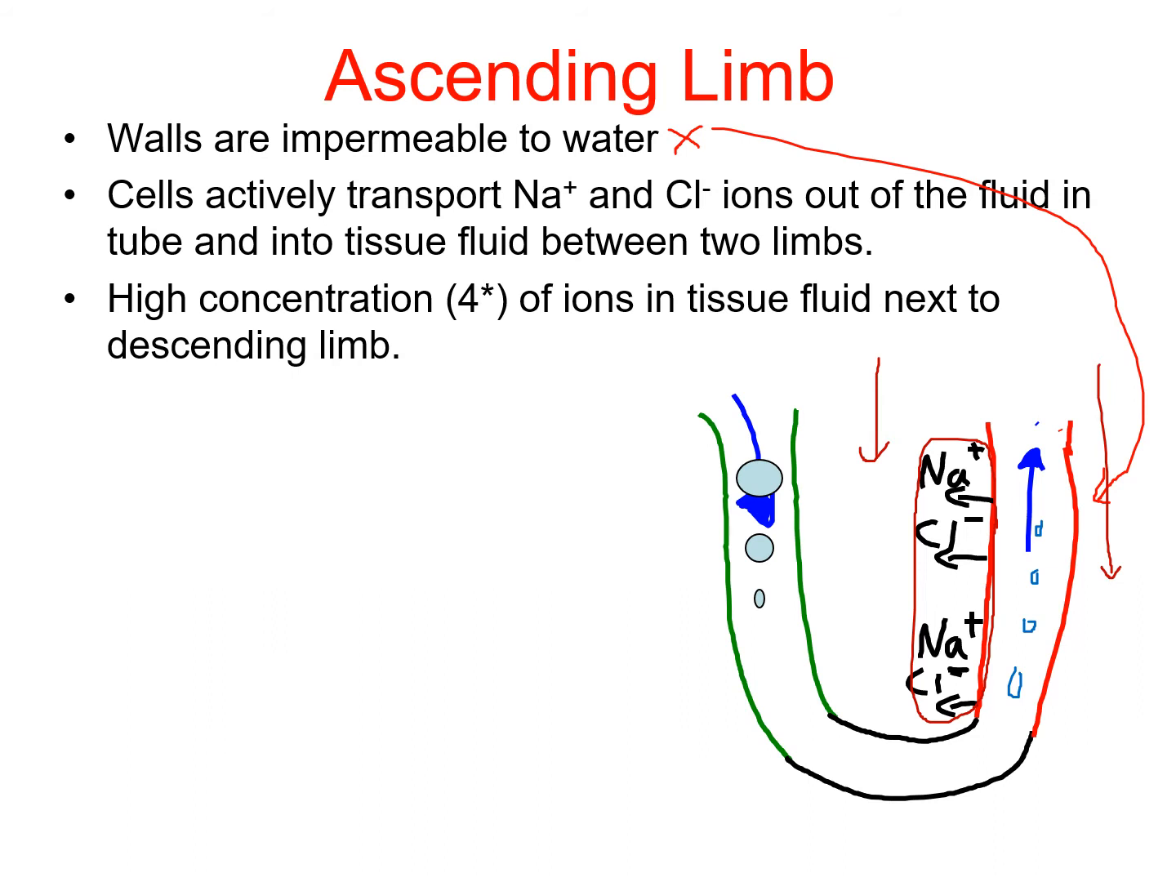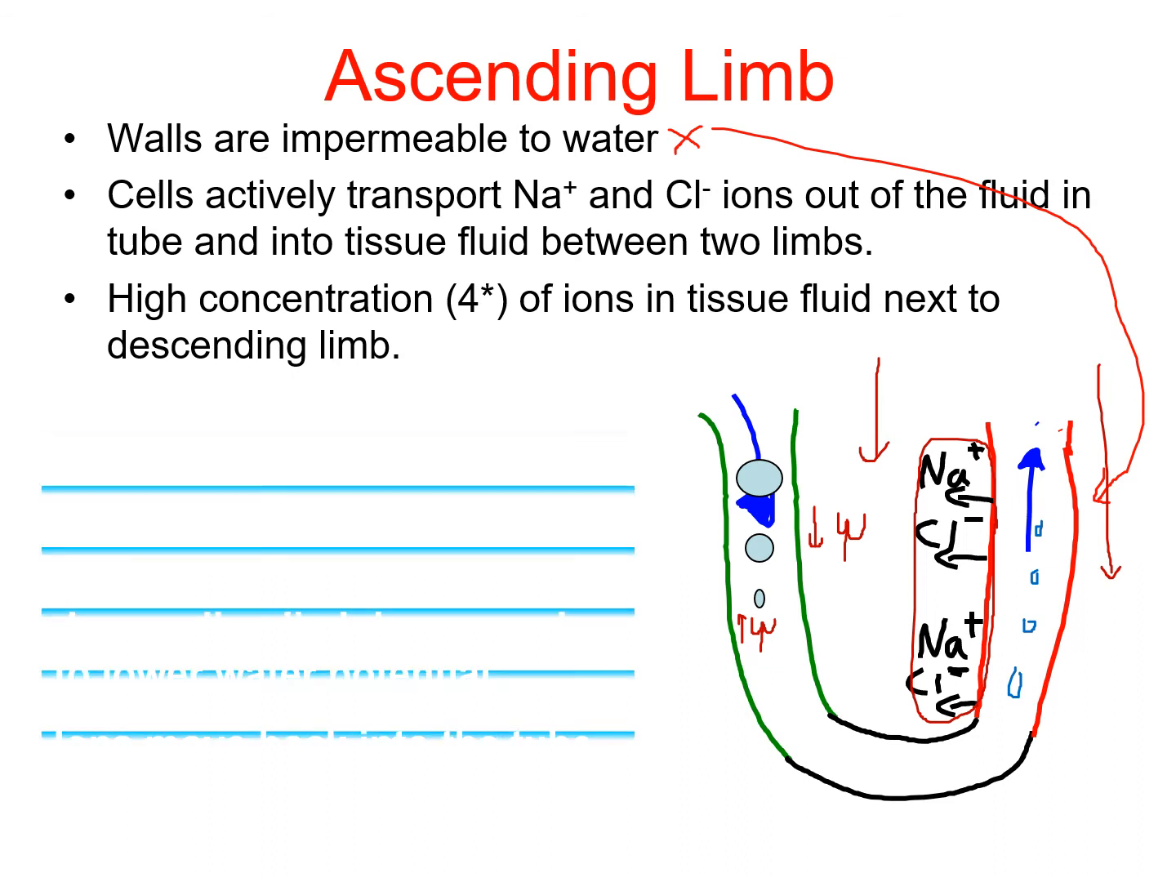Now, what that is going to do is lower the water potential in this area of the tissue fluid, because you're pumping all those sodium and chlorine ions out into that tissue fluid area. As a result, water, as you know, will move from a higher water potential to a lower water potential. So water will move via osmosis from inside the descending limb out into the tissue fluid.